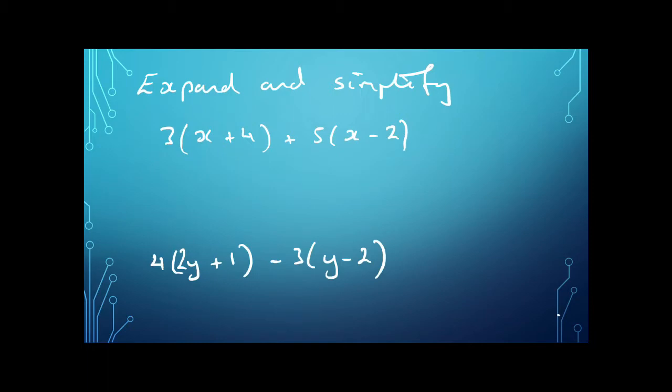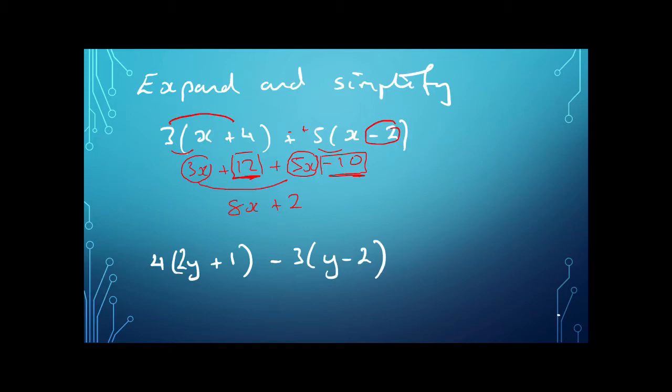Okay, we're going to expand and then simplify by adding like terms. So 3 times x is 3x, 3 times 4 is 12. We're adding 5 times x. Now this time it's positive 5 times negative 2, so that gives us negative 10. We're going to add like terms. I'm going to put a circle around those because they're like terms, and we're going to add the numbers together. So 3x add 5x is 8x, and positive 12 take away 10 is positive 2.